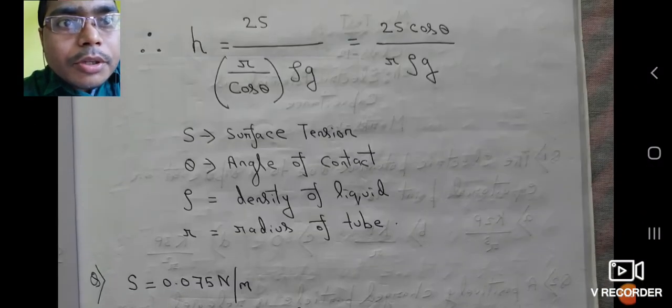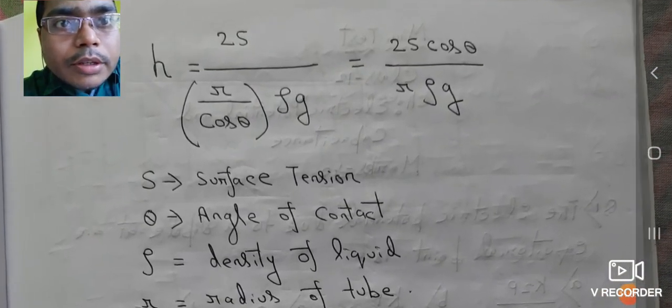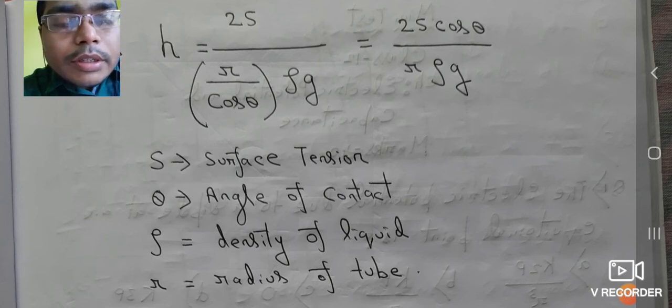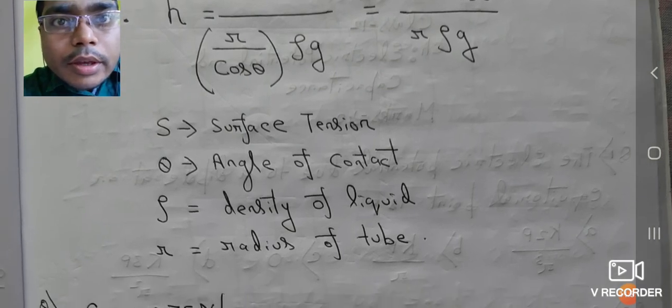So the expression will come out as 2S divided by r by cos theta into rho into g. So finally, how much will you get? 2S cos theta divided by r rho g, where theta is the angle of contact, S is the surface tension, small r is the radius of the capillary tube, rho is the density of the liquid, and g is the acceleration due to gravity. So I think this derivation is clear to all of you.